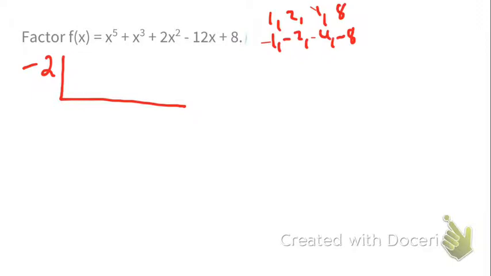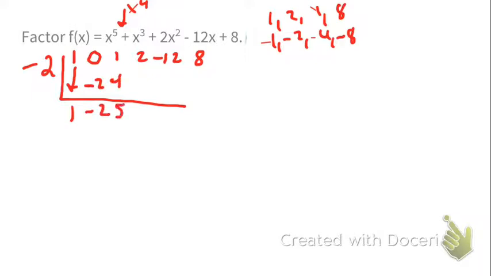So I'm going to try -2, and the numbers across the top will be 1, 0, because there's no x to the 4th term, and then 1, and then 2, and then -12, and then 8. So I'm going to bring down the 1, and then multiply, and I get -2, and then add, and I get -2. Multiply, I get 4, add, I get 5. Multiply, I get -10, add, I get -8. Multiply, I get 16, add, I get 4. Multiply, and I get -8, and there's a 0.